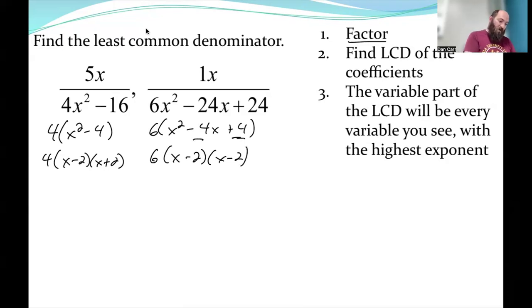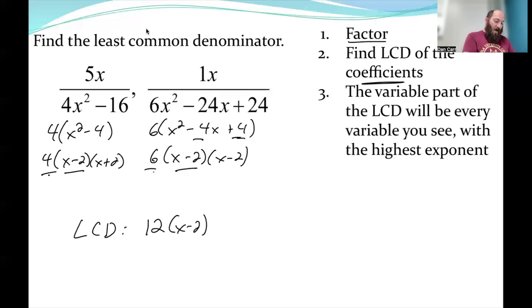Now we look at our coefficients, 4 and 6. What is the least common multiple they can multiply up to? That's going to be 12. So 4 times 3 is 12, 6 times 3 is also 12. What do I have in common? So I have x minus 2 and x minus 2. So I'm going to write it one time like that. But I also have another x minus 2 here. So because that one has that, I can technically write it as x minus 2 squared. So I need to include both x minus 2s as part of my LCD.